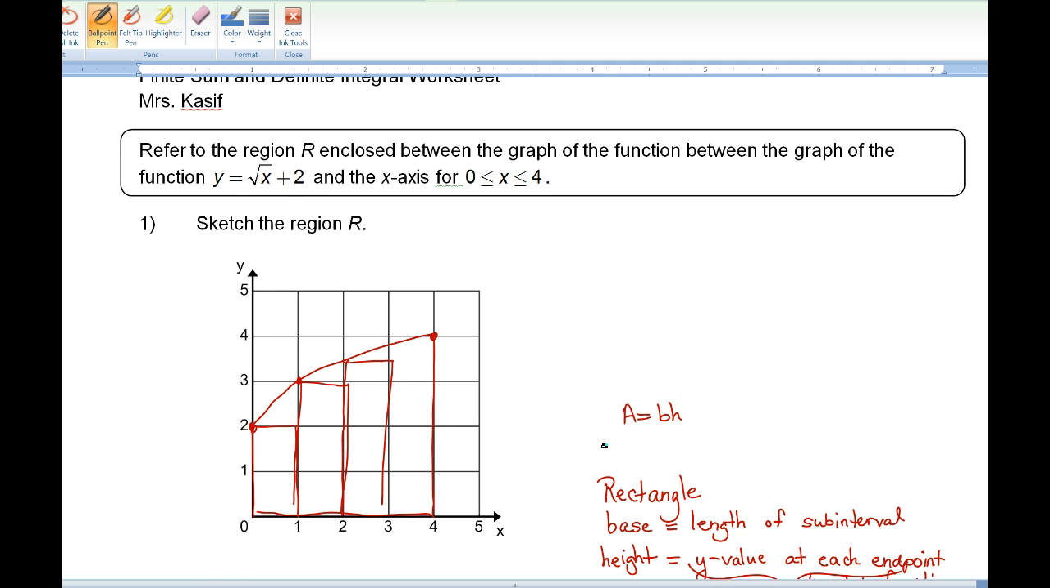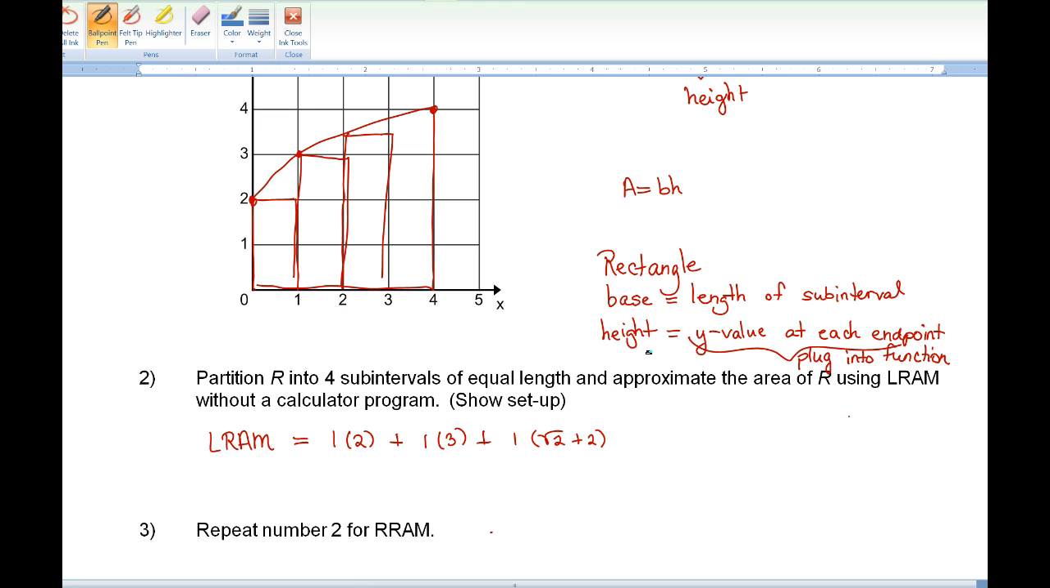So remember, to get the height, we're going back to y equals the square root of x plus 2. By plugging in the endpoints, this is going to give us the height. So notice, if I look at from 2 to 3, if I use the left endpoint and I plug 2 in, this doesn't come out to a nice whole number. So I just plugged it in that time to make it square root of 2 plus 2. Plus, what's the next one?